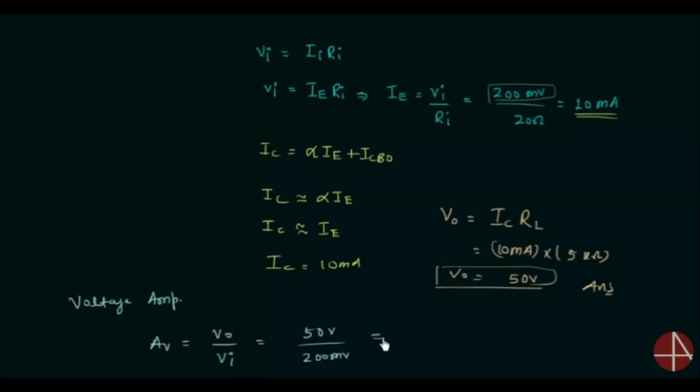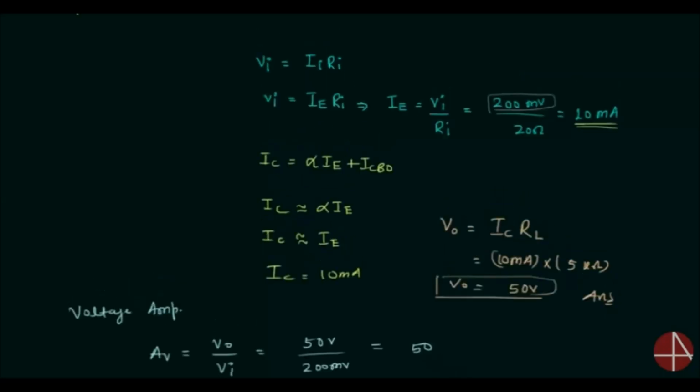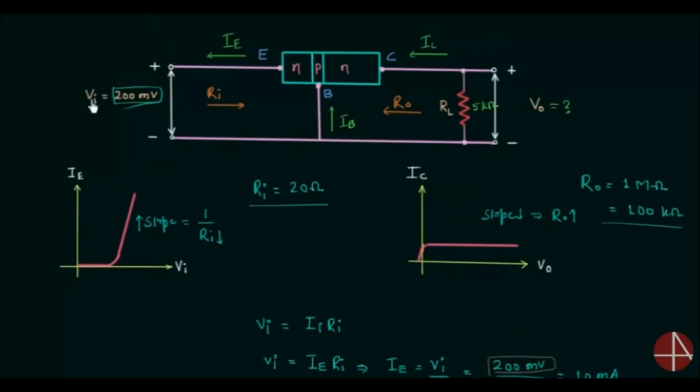When you solve this, you will have 50. So the output voltage is 50 times the input voltage, or we can say that the input voltage is amplified 50 times in this configuration. The voltage amplification for common base configuration varies from 50 to 300.